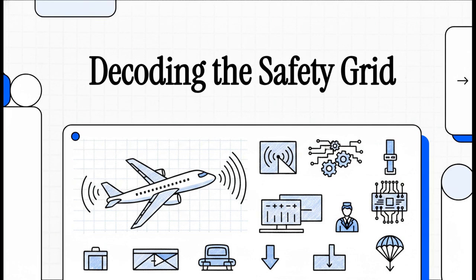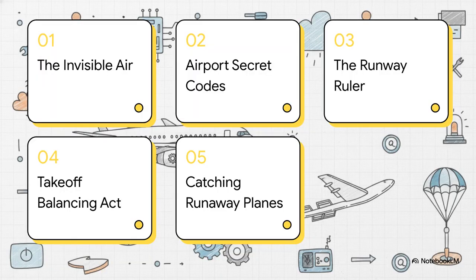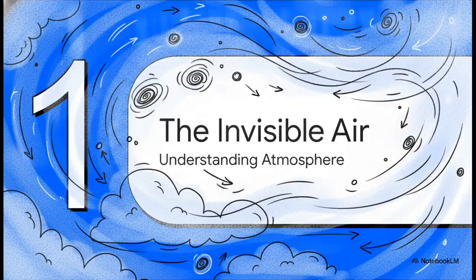We're talking about an invisible, highly mathematical grid that ensures your heavy metal tube can safely launch into the sky and, just as importantly, stay safely on the ground if things go sideways. Here's our flight plan for this explainer. We're going to cover the invisible air, airport secret codes, the runway ruler, the takeoff balancing act, and finally, catching runaway planes.